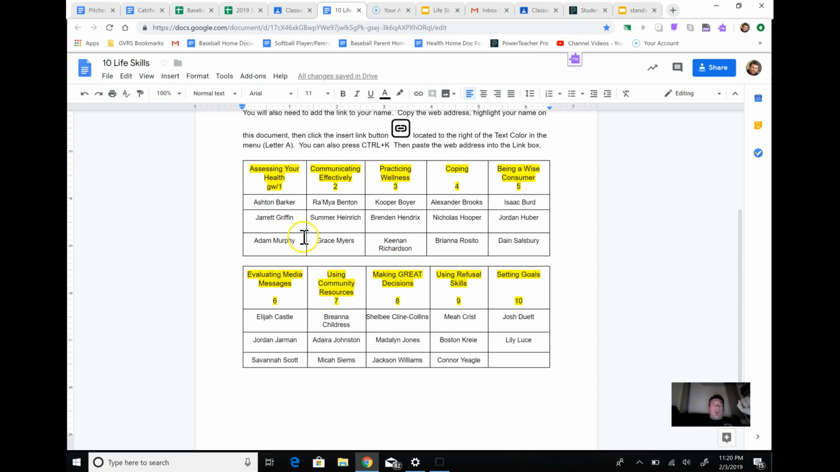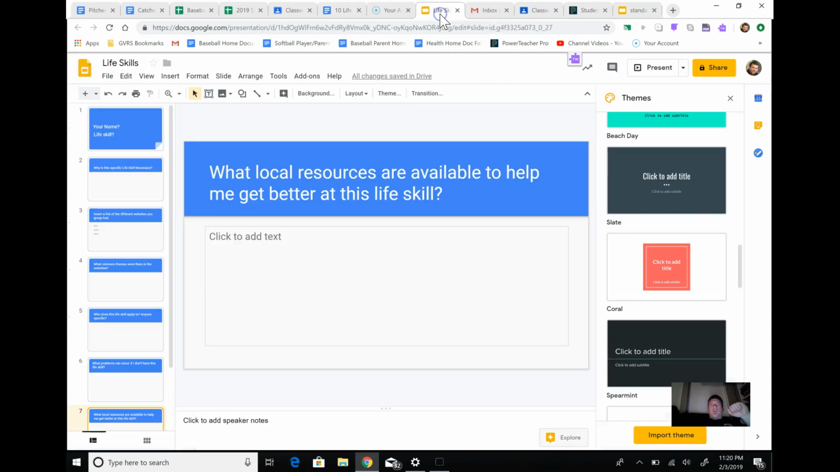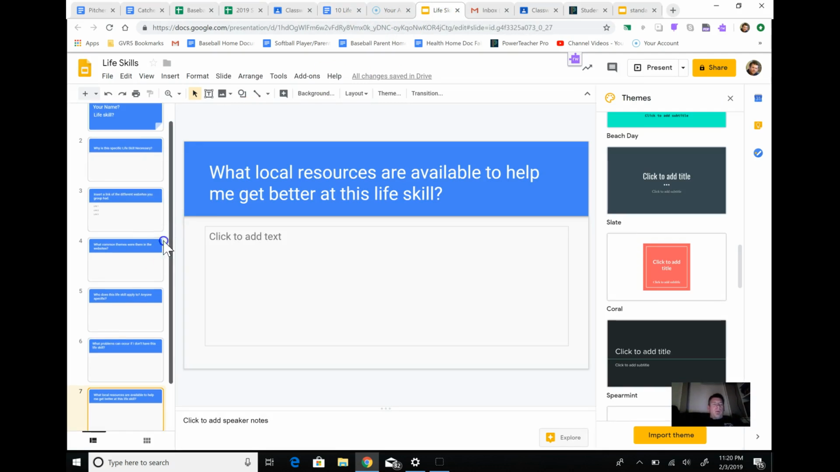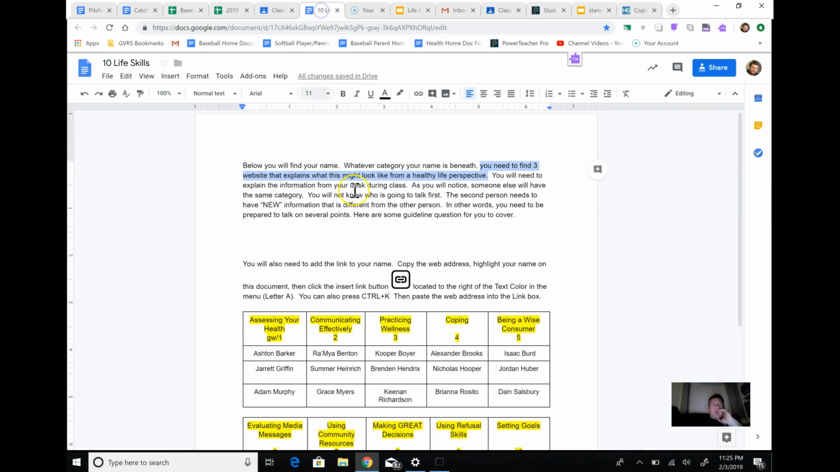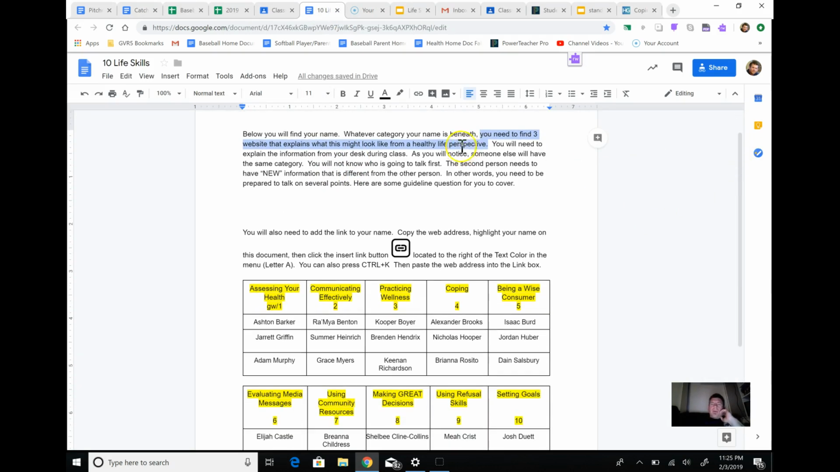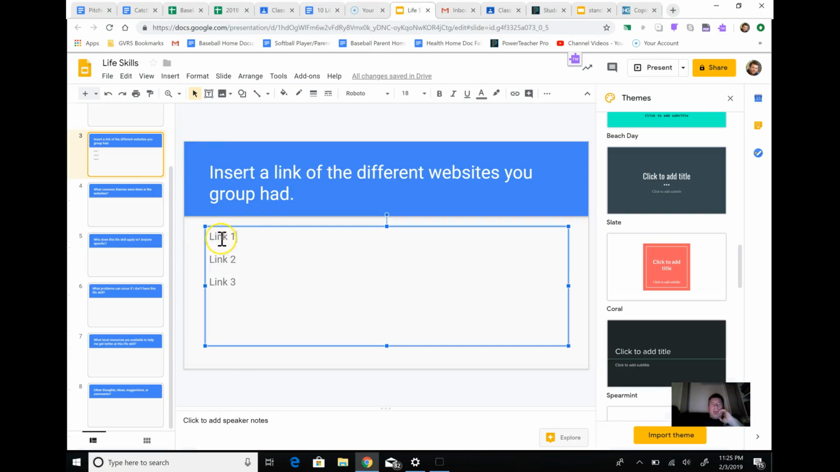But once you know what your life skill is, so for example, if I have assessing my health, I'm going to go back over to this life skill, and I'm going to start filling out this PowerPoint slide and answering questions that it has on here individually for me. So back over here on this sheet at the top, it actually gives instructions for what you're going to be doing. You're going to need to find 3 different links about your topic. So I mentioned earlier assessing your health, but if my topic is coping, then back over here on the life skills, I'm going to include links that have information on that.